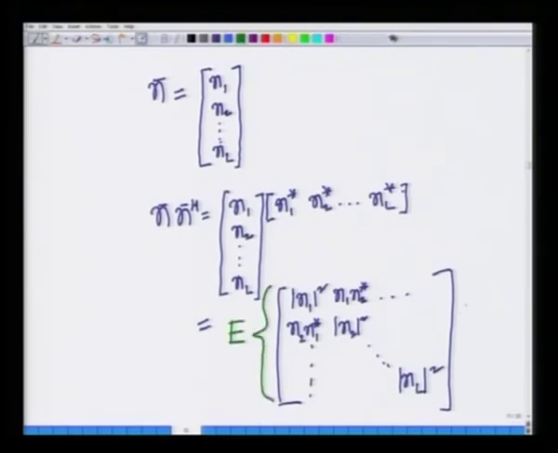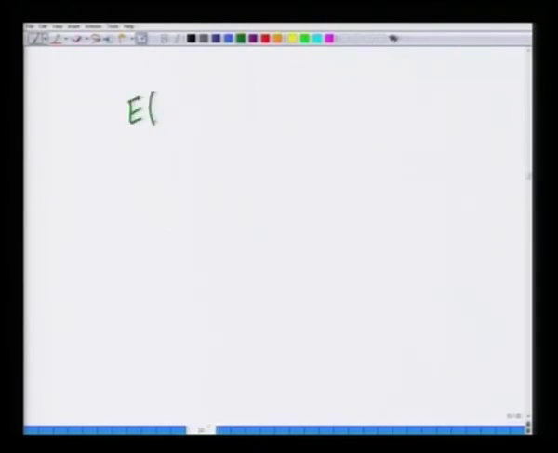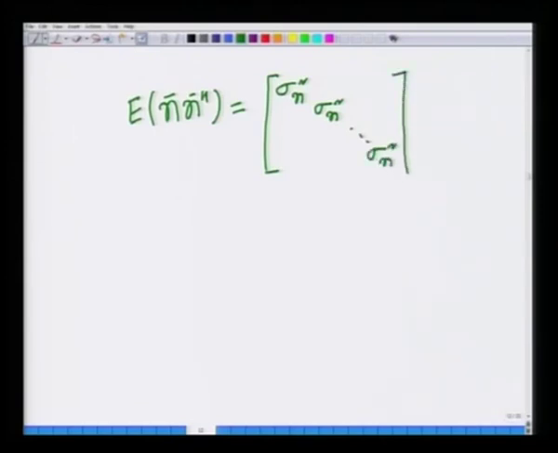let me write that expectation down here, that is nothing but along the diagonals I will have sigma n squared, sigma n squared, sigma n squared, and along off the diagonals I have the cross terms, but the cross terms are 0, because if I take expected n1 n2 conjugate, that is expected n1 times expected n2 conjugate, which are both 0. So, all the off diagonal terms here are essentially 0, which means expected n bar n bar Hermitian is nothing but a matrix which contains sigma n squared along its diagonals, and the rest of the terms are 0, and you will recognize this immediately as nothing but sigma n squared times the identity matrix.